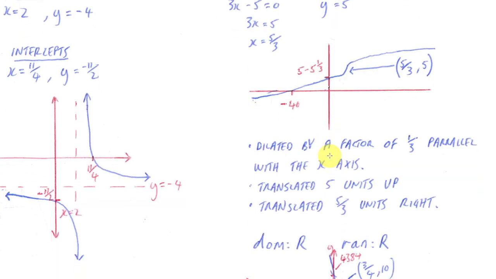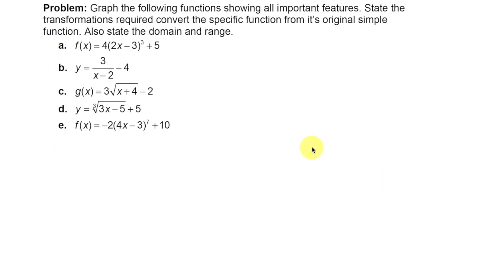The next thing I need to do is describe the transformations. So what we've got going on here is that we're dilated by a factor of 1/3 parallel with the x-axis. We are translated 5 on 3 units to the right, and we are translated 5 units up.